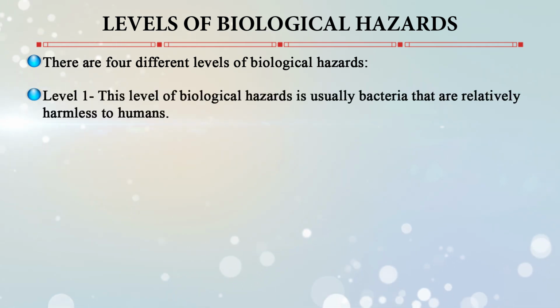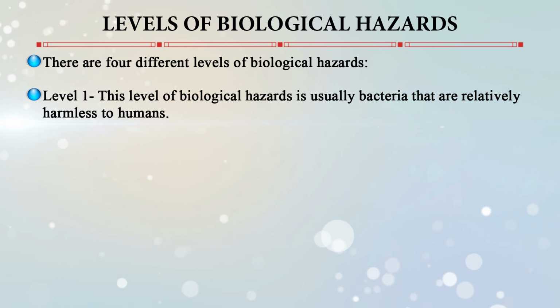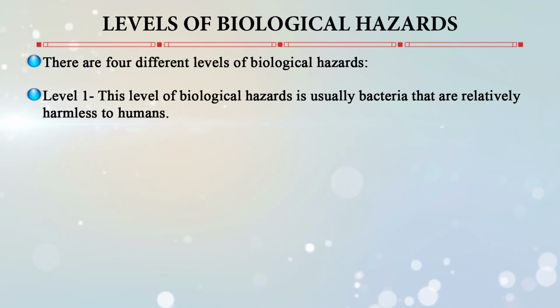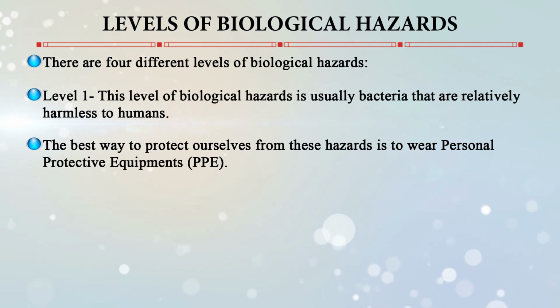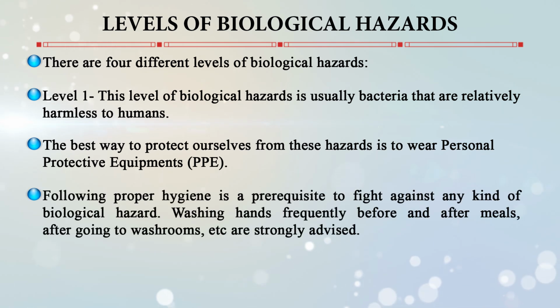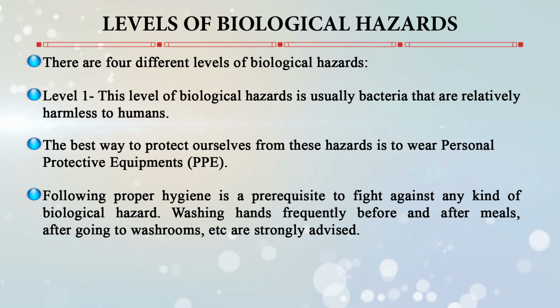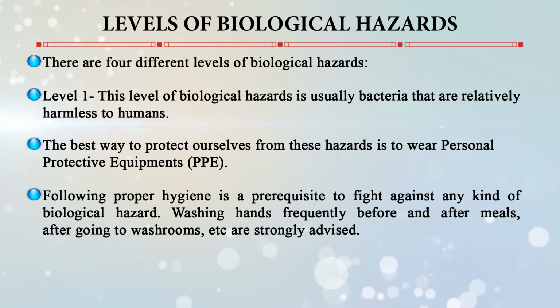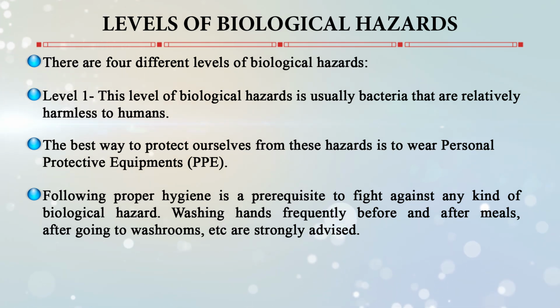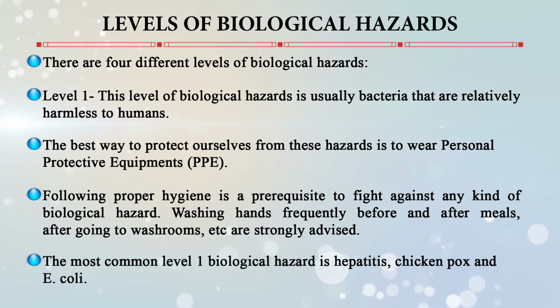Level 1. This level is usually bacteria that are relatively harmless to humans. The best way to protect ourselves from this is by wearing personal protective equipment. Following proper hygiene is also a prerequisite to fight against any kind of biological hazard. Washing hands frequently before and after meals and after going to the washroom are some of the protective things that we can do for ourselves. The most common level 1 biological hazards are, for example, hepatitis, chickenpox and also E. coli.